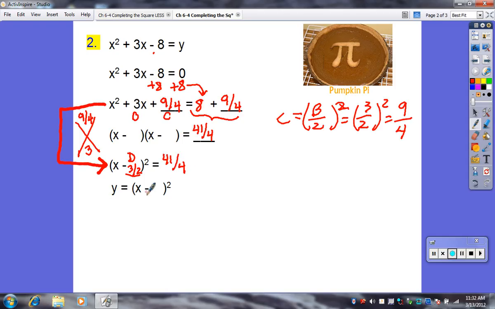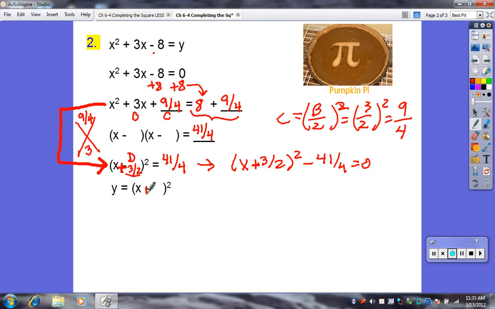Again, you can use the decimal if you want. So from here, you're going to subtract 41/4. So you're going to get x minus 3/2 squared minus 41/4 equals 0. And you're just going to replace the 0 with the y. This is going to be x minus, ooh, is that minus? I don't think that's a minus. Let me backtrack. The half of b divided by 2 gives us a positive 3/2. Positive 3/2. So this is plus. Good thing I caught that. This is plus 3/2. There we go.